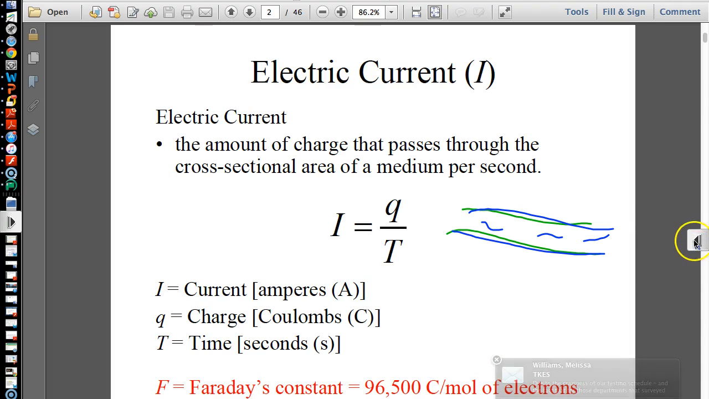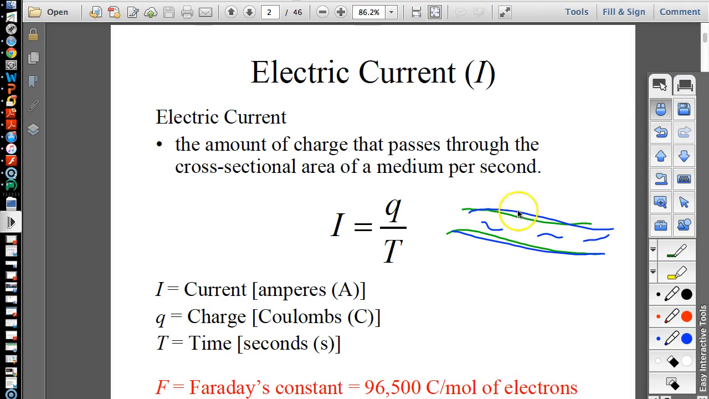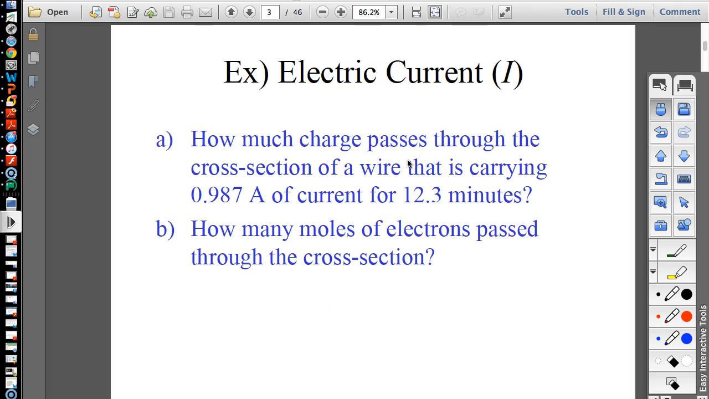Don't you like nice formulas that you can fill things into? I'm a big fan of that. So let's go ahead and look at that a little bit more and give an example.